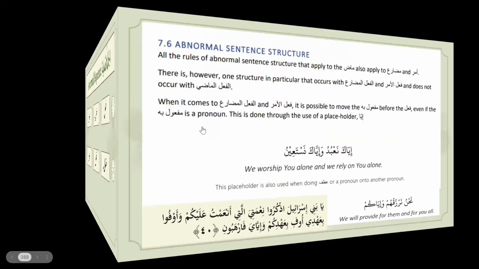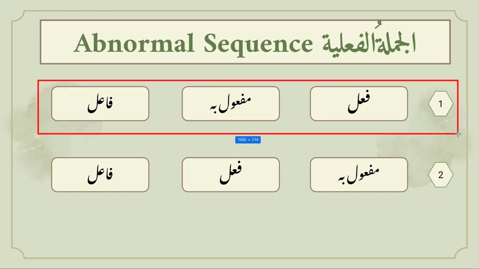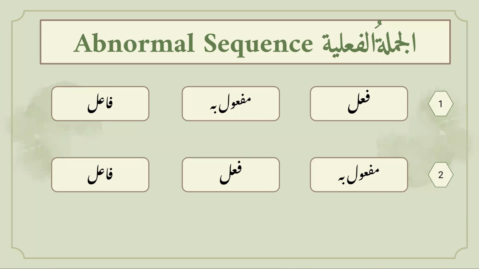As far as the abnormal sequence of maf'ul bihi before fa'il is concerned, the rule is the same for present, past, or commanding. But the sequence in which maf'ul bihi even precedes the verb happens only in the present tense and the commanding verb.